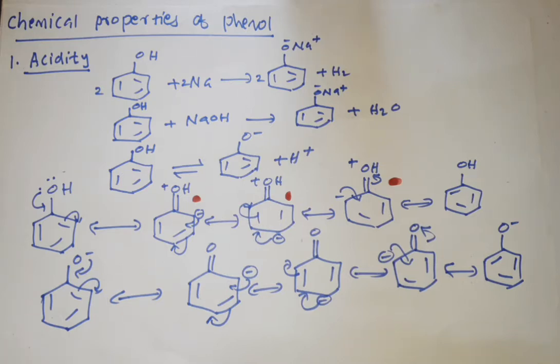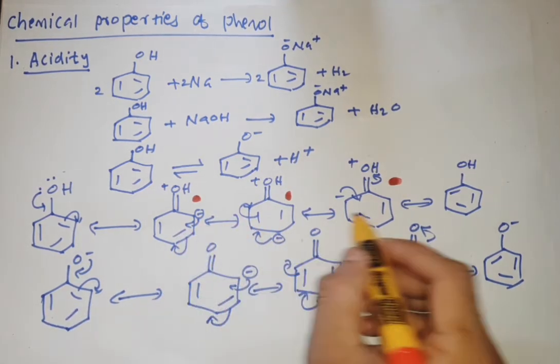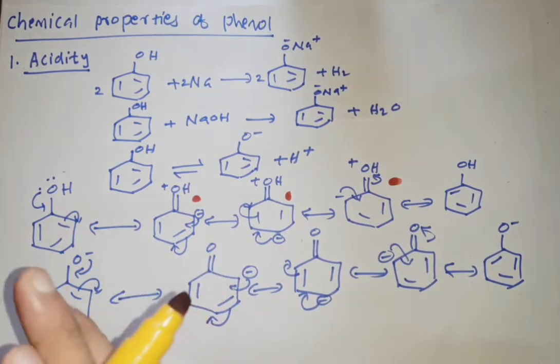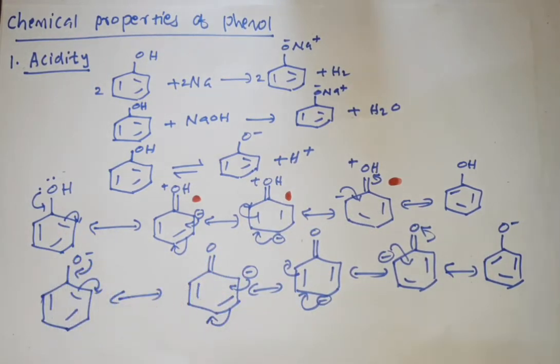Due to this charge separation, their stability is low, and consequently their contribution to the total structure of phenol is also low. Hence, the phenol molecule is less resonance stabilized than the phenoxide ion.